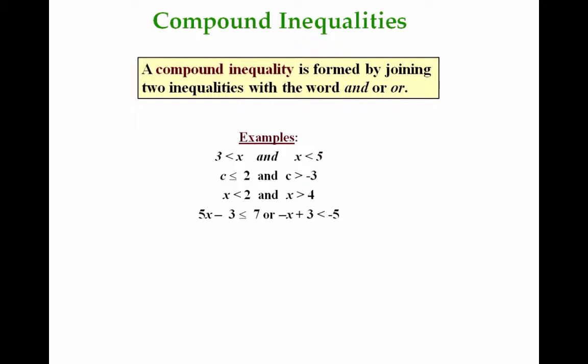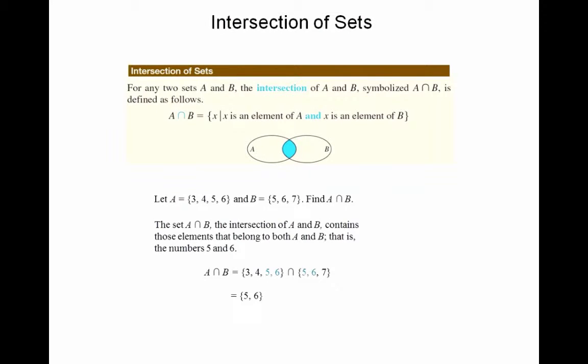Compound inequalities. A compound inequality is formed by joining two inequalities with the word and or. So you have to know which one is and, which one is or. In these examples, I say x is greater than 3 and x is less than 5, or sometimes 5x minus 3 is less than or equal to 7, or minus x plus 3 less than or equal to minus 5. So you have to understand the difference between and and or.